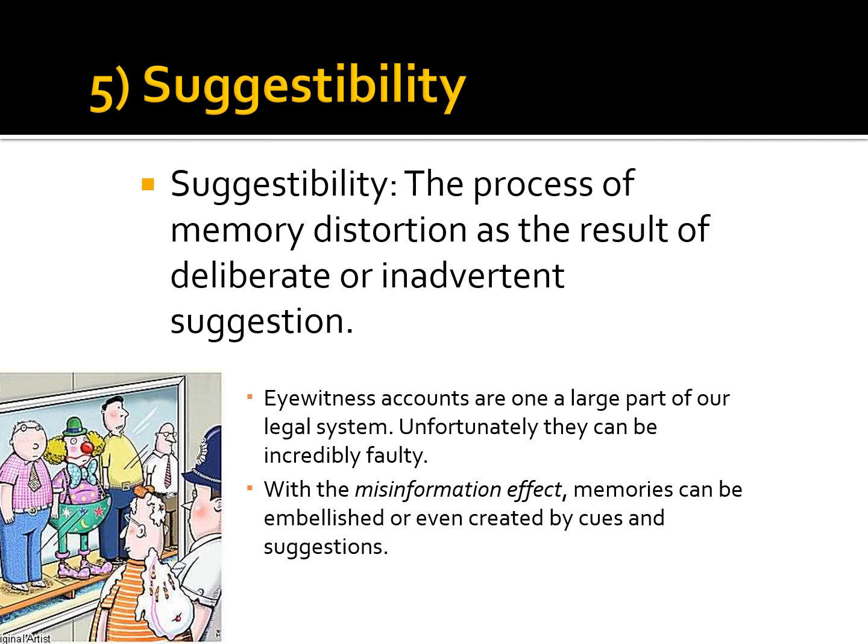The fifth one is suggestibility. The process of memory distortion as a result of deliberate or inadvertent suggestion. So eyewitness accounts are a large part of our legal system. Unfortunately, they can be incredibly faulty. With the misinformation effect, memories can be embellished or even created by cues and suggestions. So if you've ever seen, there used to be a show called The Mentalist where he said he wasn't a psychic, but he could suggest and make people do things based off suggestion. And we see this with the Ronald Cotton story, right? How eyewitnesses can be led, and that's why they've been changed.